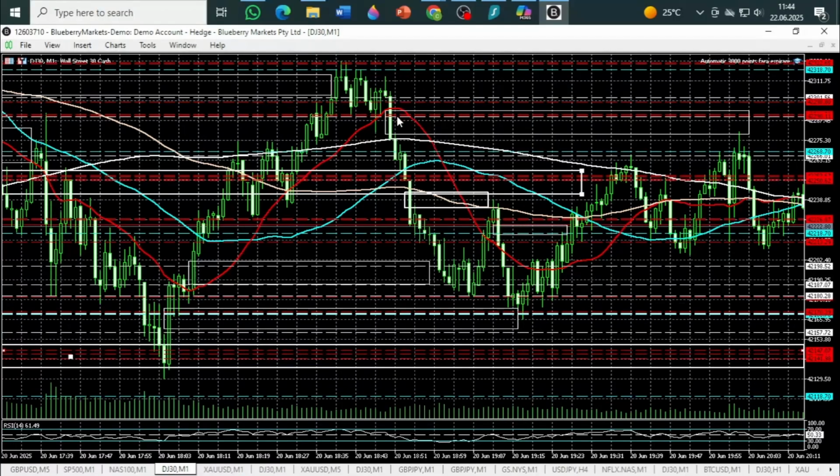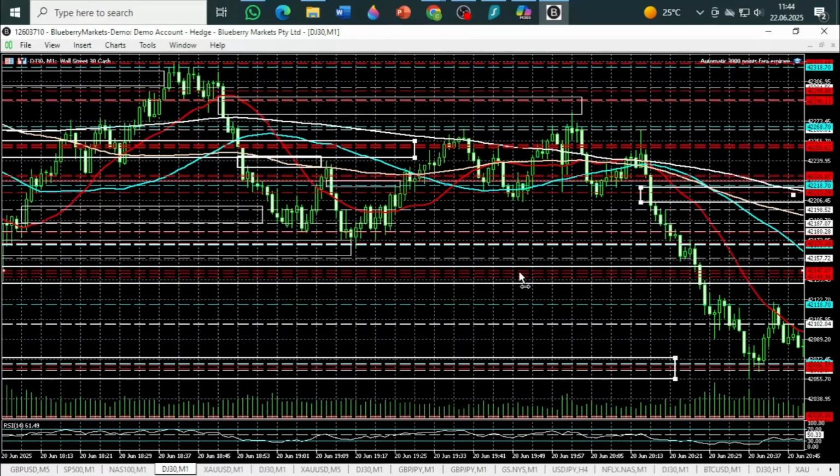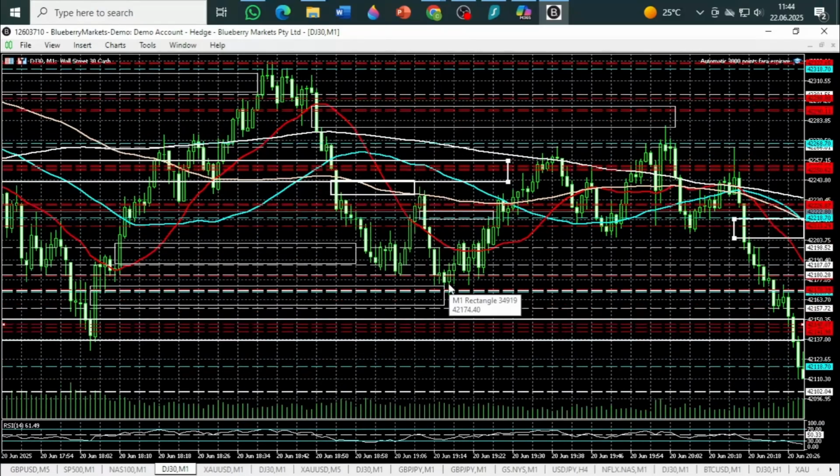Also, we can see another fair value gap, that liquidity that is still available here. So we have a trend from here to this red line, very important, and also there is a rejection from this moving average 200.